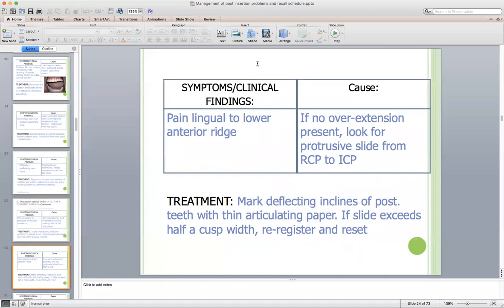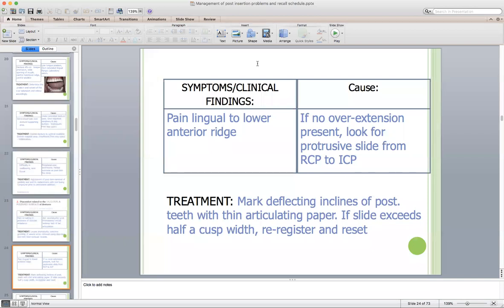Secondly, the patient may complain of pain on the lingual to the lower anterior ridge, that is the lower anterior region. Why is that so? If no overextension is present, look for protrusive slide from RCP to ICP. So we have to check for the cuspal position.